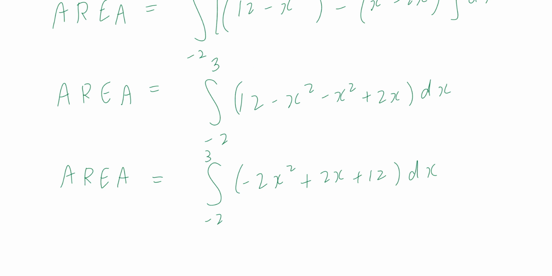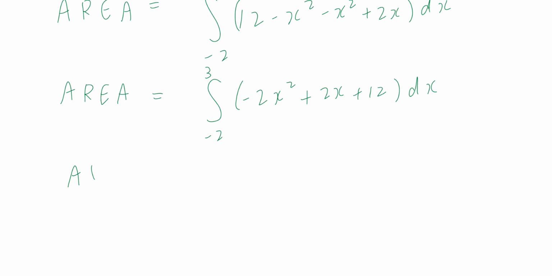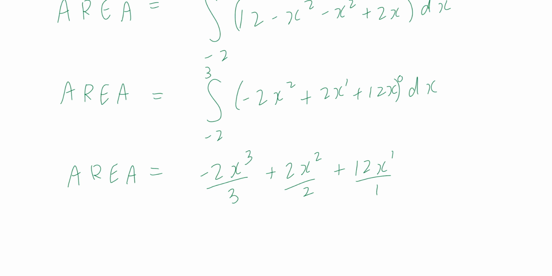Now, here's the next step. When you find the antiderivative of -2x², you add 1 to the exponent, so it's going to be x to the power 3, divided by 3, plus, now the shortcut is really x², but just in case you're not following yet, x is the same as x to the 1, you add 1 to the exponent, divide by the new exponent, plus, again, 12 times x. Just in case you don't see what I see here, this is x to the power of 0. So if you add 1 to the exponent, 0 plus 1 is 1, divide by the new exponent, which is 1. And you're going to evaluate this from -2 to 3.